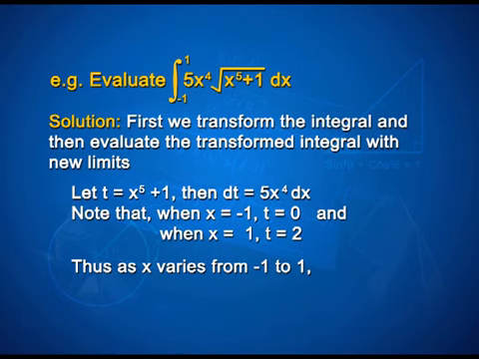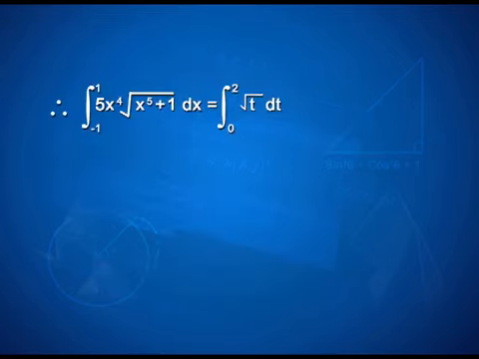Thus, as x varies from -1 to 1, t varies from 0 to 2. Therefore, integral from -1 to 1 of 5x^4 times square root of (x^5 + 1) dx is equal to integral from 0 to 2 of square root of t dt, that is equal to 2/3 times t^(3/2) within limits 0 to 2.